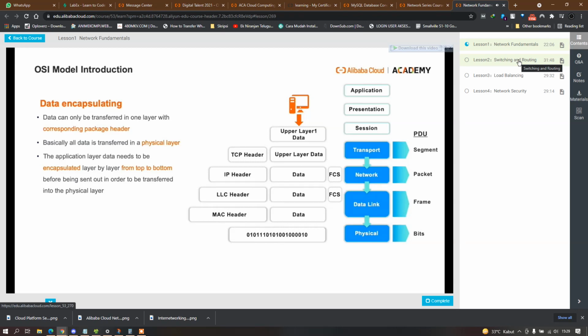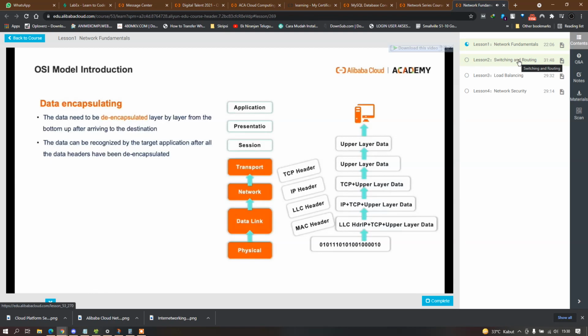So we should know that in the application layer, if your data needs to be transferred, your data is required to be encapsulated layer by layer from top to bottom before sending out in order to transfer in the physical layer. And that's the thing that we should be clear about.